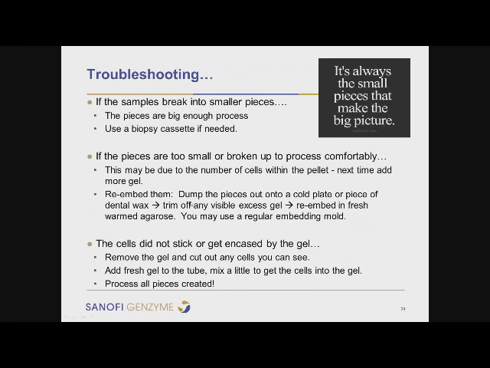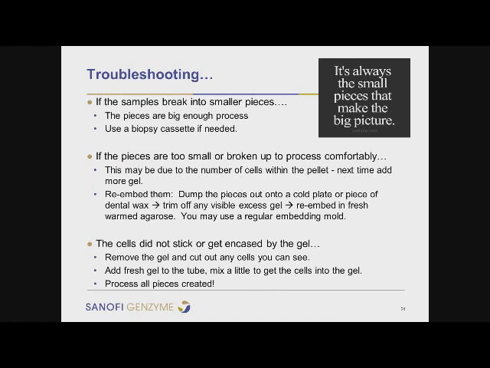A little troubleshooting, because it's always the small pieces that make up that big picture. If your samples break into smaller pieces while you're removing them, or the pieces are not big enough to process, you can use a biopsy cassette if you need to. If the pieces are too small or broken up to process comfortably, it could be due to the number of cells within the pellet. Next time you should probably add a little more gel.